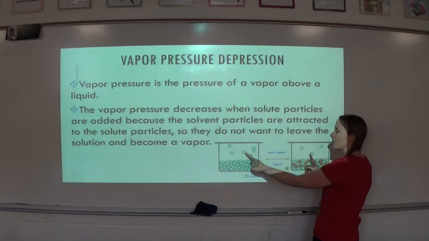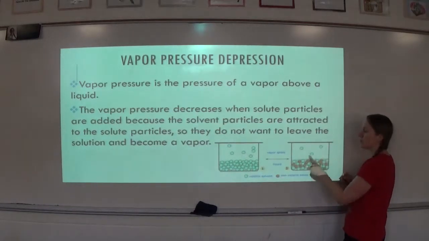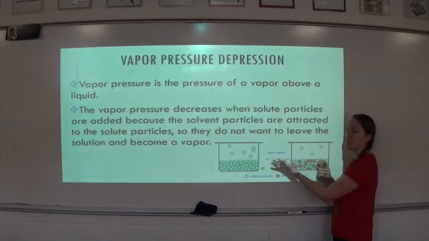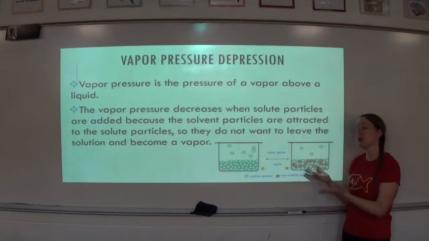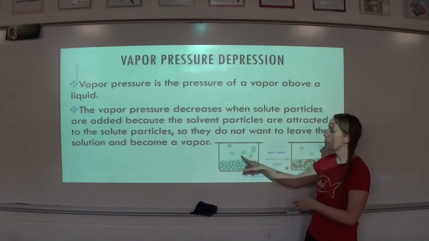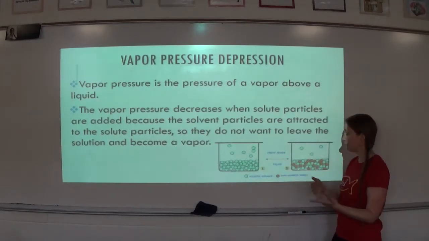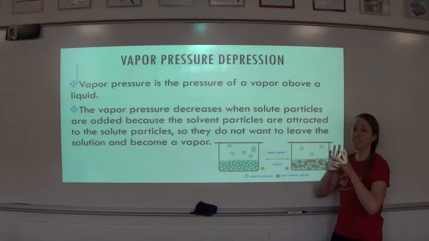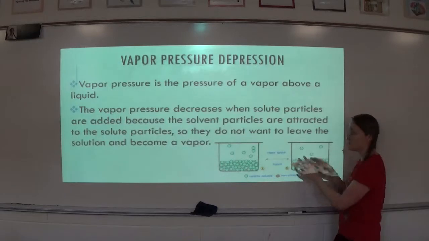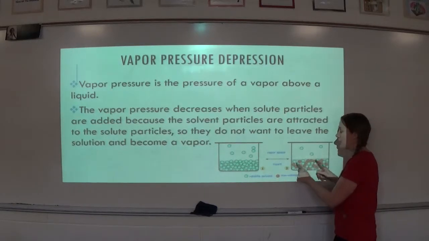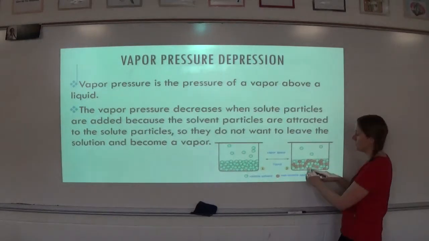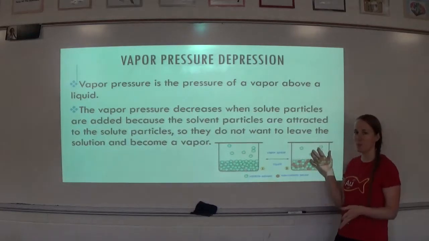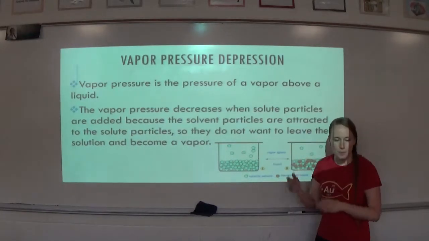If you look between the two pictures, this would have a lower vapor pressure because fewer particles have evaporated to become a gas and cause a pressure. See, more particles have evaporated over here. So remember, think of those ions or that solute as a celebrity. The water molecules or the solvent are really attracted to those celebrity particles, so they don't want to leave and become a gas and go be by themselves. All right, so that's vapor pressure.